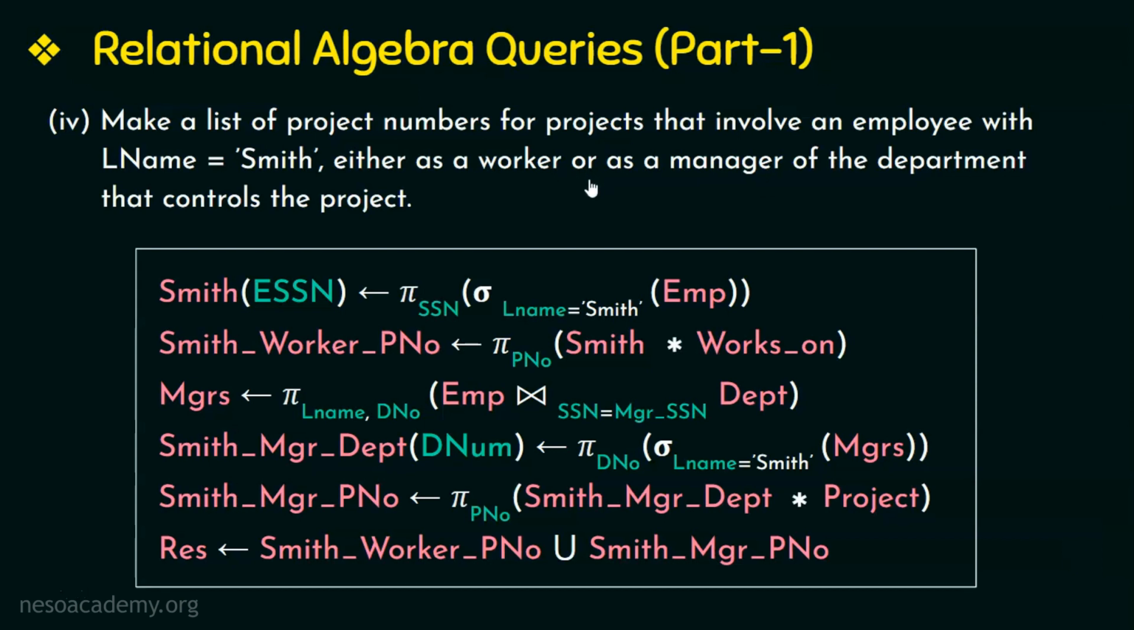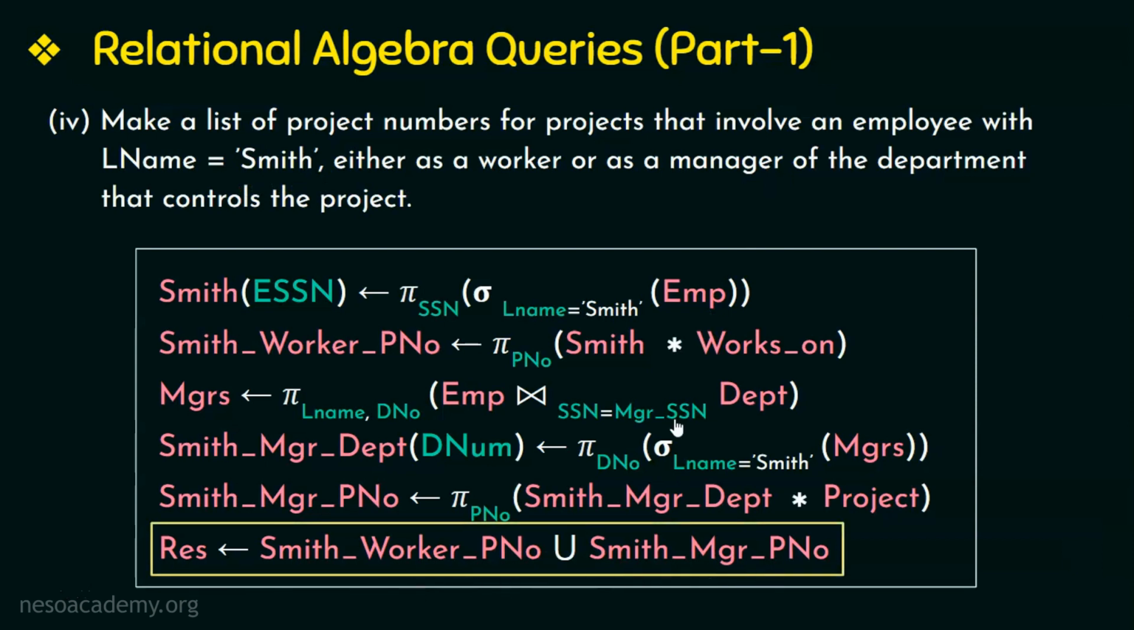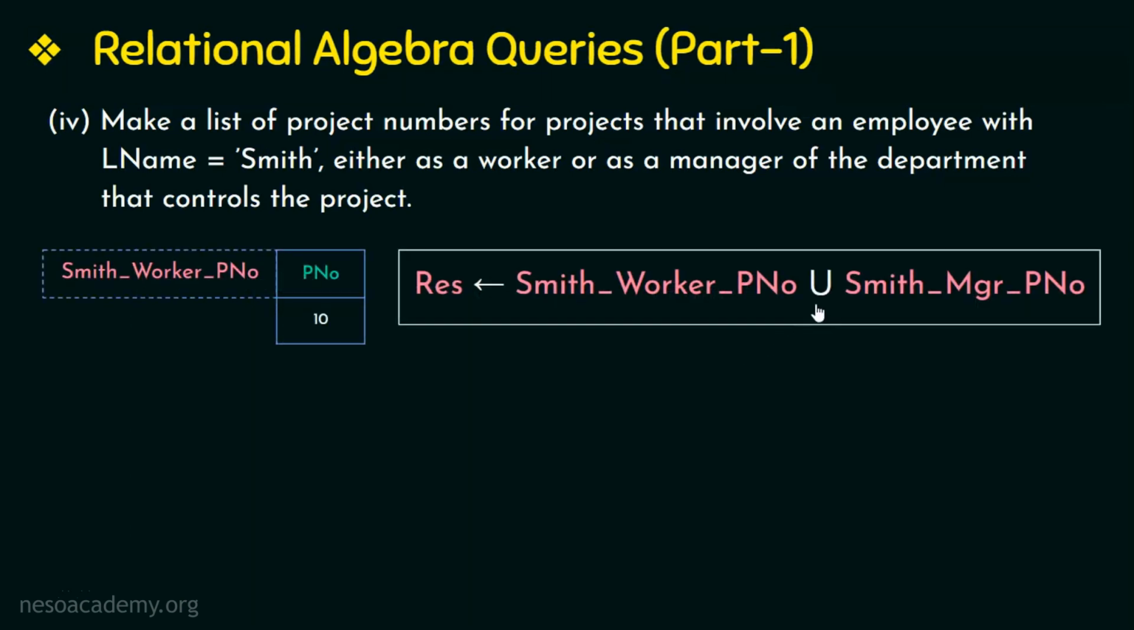implies that we need to do a union of the project numbers of Smith as a worker and Smith as a manager, which is the last step in the query. Here, if we had the AND keyword instead of OR, we would do an intersection of these two relations. We know that this relation is empty. We already know how the union operation works. It combines the rows of these two relations. Since this relation is empty, the result will only have rows from this relation.